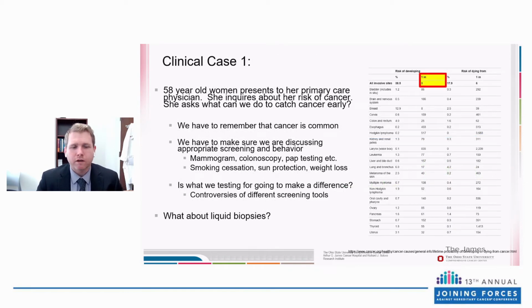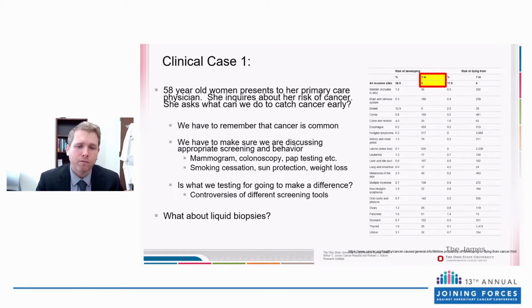We're going to start off with a clinical case, just to show the first application that people are questioning whether or not liquid biopsies are going to be helpful for us in taking care of patients with cancer. So this is a 58-year-old woman who comes to see her primary care physician, and she inquires about her risk of cancer. And she asks, what can we be doing to catch cancer early? And this is a very common question. It's something that we talk about all the time with our patients, either that have had a cancer diagnosis or that have not had a cancer diagnosis.